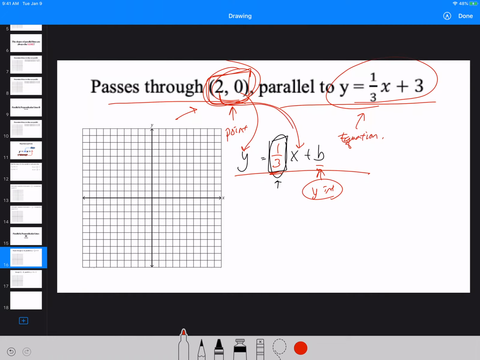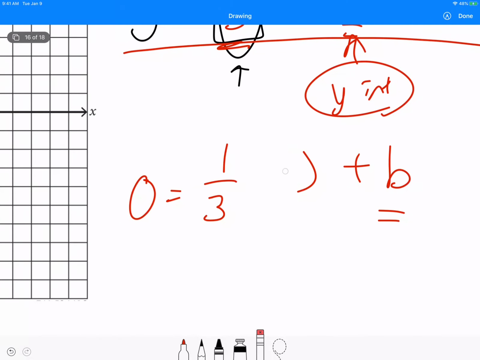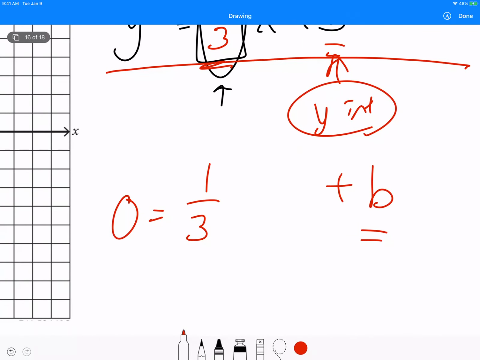Because if you plug in the point, then you get 0 is equal to 1/3 times 2 plus b. Then you really get just b by itself. Now, if you are confused about how to multiply a fraction with a number, here's how you do it. I'm going to zoom into this part. So I want to multiply 1/3 with 2. I always strongly recommend you to just leave this 2 with a value of 1 under it.